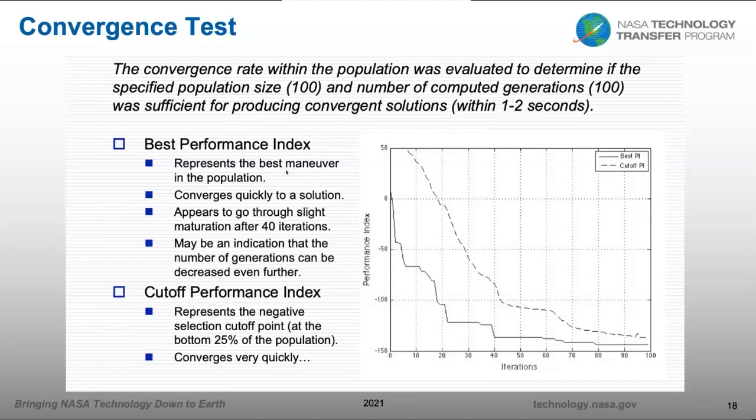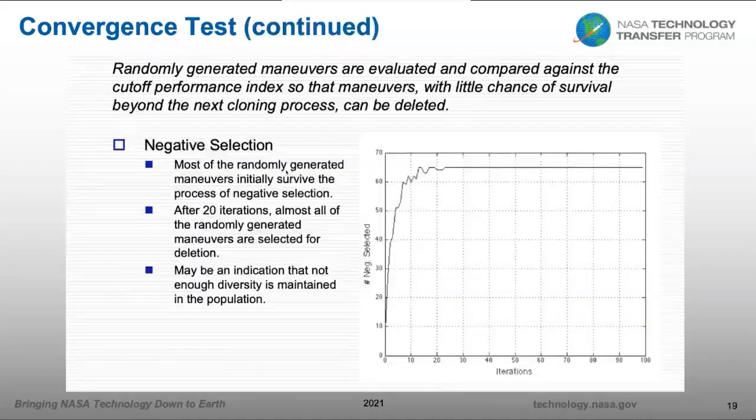This is a plot of iterations, in this case, 100 iterations, and the corresponding performance index that we're trying to optimize. And the dashed line is like the negative selection cutoff portion, if you will. By manipulating where we make that cutoff, that's going to dictate the diversity of the population. And at some point, as we reintroduce new random potential maneuvers into the population, as it starts converging to a solution, those new potential solutions will tend to get selected out by negative selection.